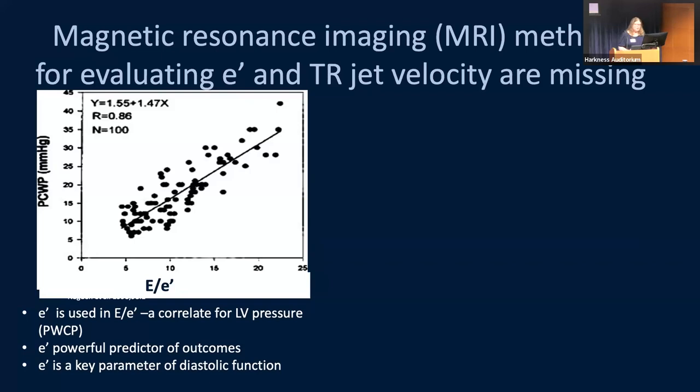And this just shows how important E prime is. Here you can see, in this very old paper, that E over E prime is a surrogate of pressure in the heart. And it's also known to be a powerful predictor of outcomes. And it also is one of the five key parameters for diastolic function.